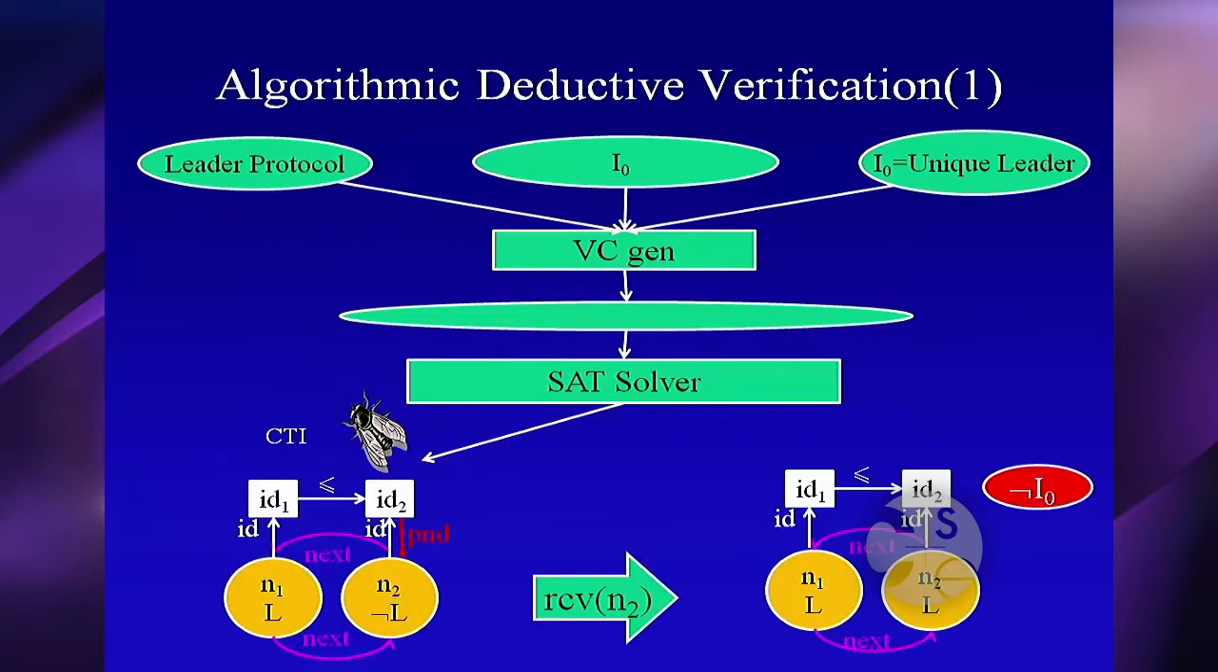So let me show you this in the context of the ring. Okay, so I gave this to the SAT solver. You see the property on the ring, the leader election, is that I have a unique ID. Here's the leader, and here, you see, I give the candidate inductive invariant to be the property that we want to prove. And I feed the formula to the SAT solver, and the SAT solver gave us a counterexample.